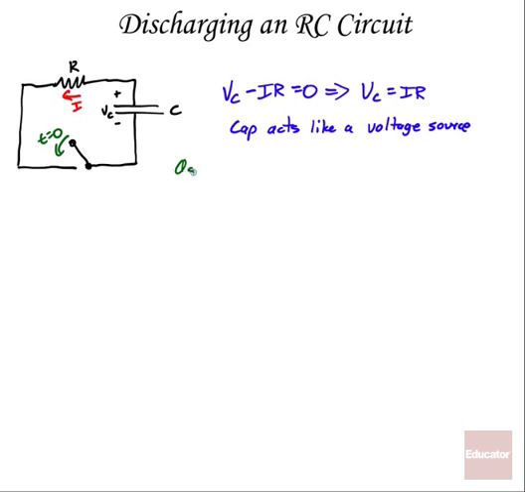But as time increases, as t gets bigger and bigger, as t approaches infinity, the charge on our capacitor is going to bleed off. The charge on our capacitor is going to start to approach 0. Therefore, the voltage across our capacitor is going to approach 0, and therefore, the current in our circuit is going to approach 0.